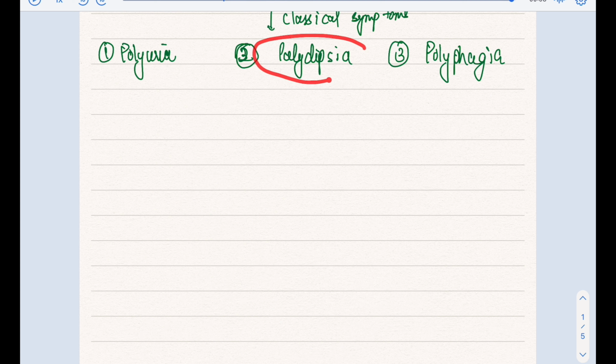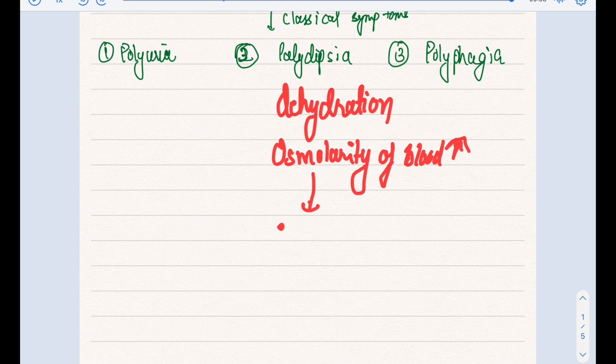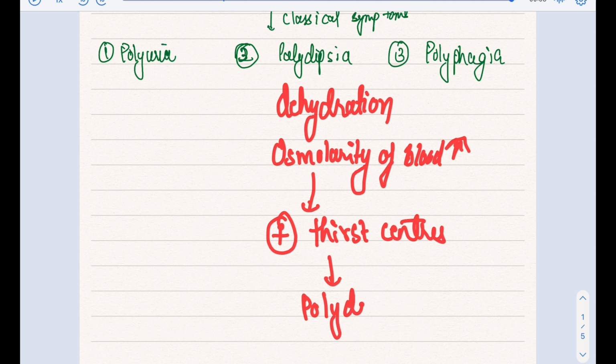Now when we talk about polydipsia, due to this polyuria there will be dehydration in the body, and also the osmolarity of blood is increased. So water will move out from the cells into the blood, right? Both of these things will cause severe dehydration, and that would stimulate the thirst centers, and that is going to lead to your polydipsia.